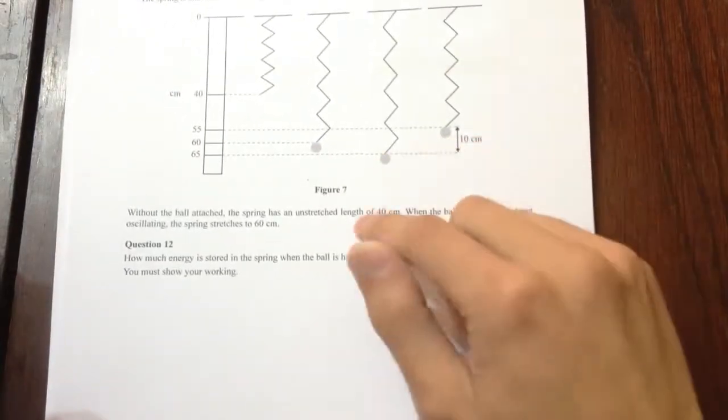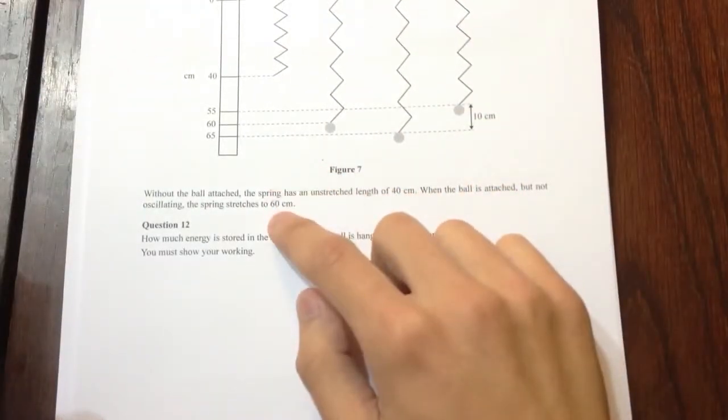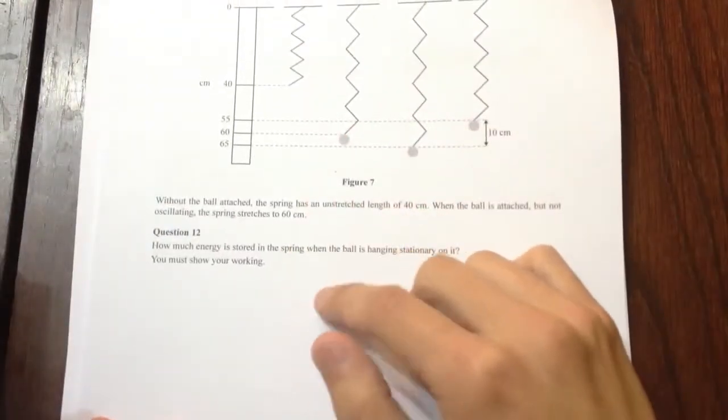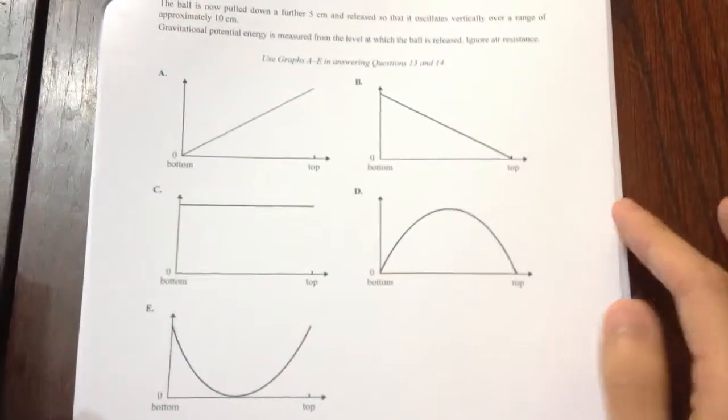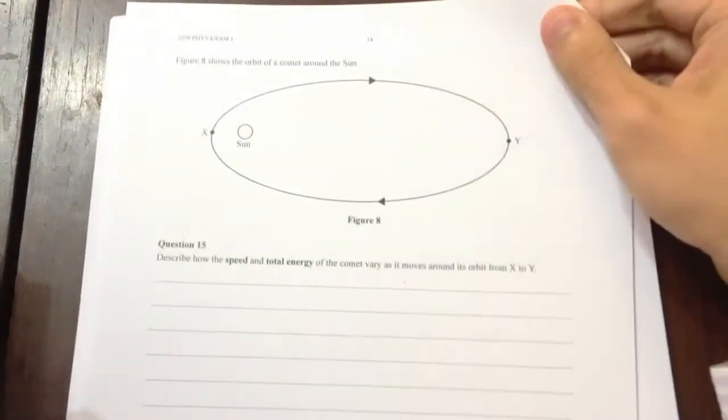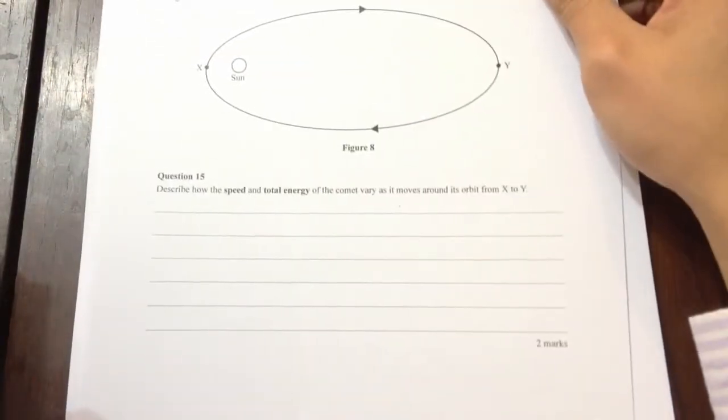Importantly, we have to measure in meters because k is in meters. So this will be 0.2 meters. So it'll be half k, 10 times 0.2 squared, half kx squared. Let's skip it for now, but I know I can do them. This one shows the orbit around the sun.